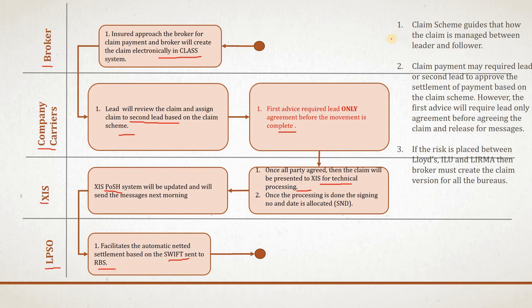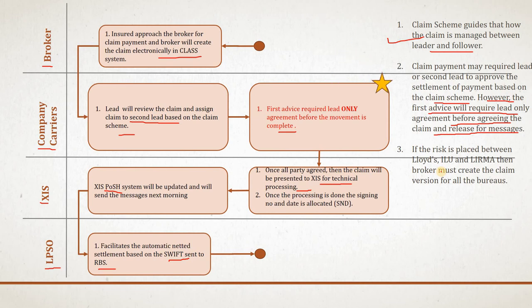Now let's have some quick points from this process. The claim scheme guides how the claim is managed between the leaders and followers, which we know already. The claim payment may require the lead or second lead to approve the settlement of payment based on the claim scheme. However, the first advice will require lead-only agreement before agreeing the claim, and if the risk is placed between Lloyd's, ILU and LIRMA, then the broker must create the same claim with various versions, one for Lloyd's, one for ILU and one for LIRMA. So for one claim he will create 3 variations for Lloyd's, LIRMA and ILU.